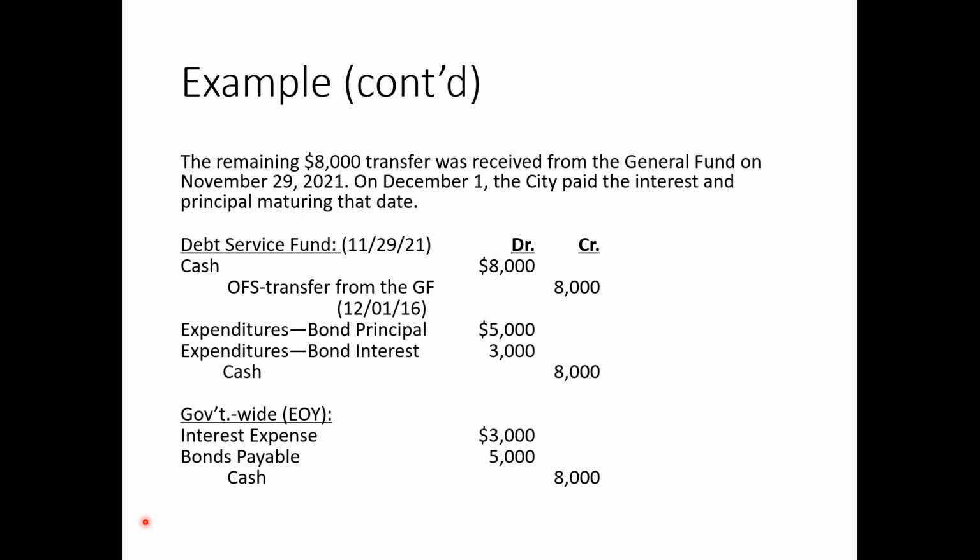If the remaining $8,000 transfer was received, then on December 1st, we're going to pay the principal $5,000. We're going to pay interest $3,000 and credit cash.